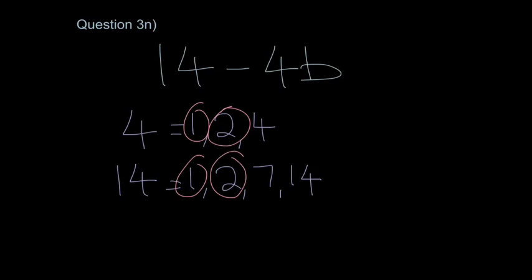So what I'm going to do is I'm going to have a 2 outside the brackets. How many times does 2 go into 14? It goes in 7 times. How many times does 2 go into 4b? It goes twice. So we have 2b. And that's our solution.